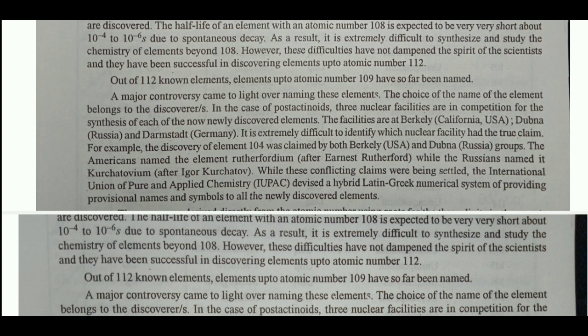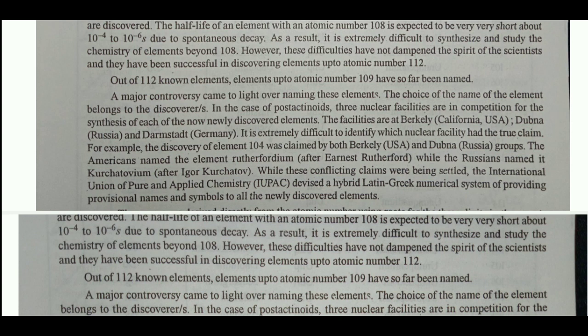A major controversy came to light over naming these elements. The choice of the name of the element belongs to the discoverer. In the case of actinides, three nuclear facilities are in competition for the synthesis of each newly discovered element. The facilities are at Berkeley, California, USA, Dubna, Russia, and Darmstadt, Germany. It is extremely difficult to identify which nuclear facility had the true claim. For example, the discovery of element 104 was claimed by both the Berkeley, USA, and Dubna, Russia groups.